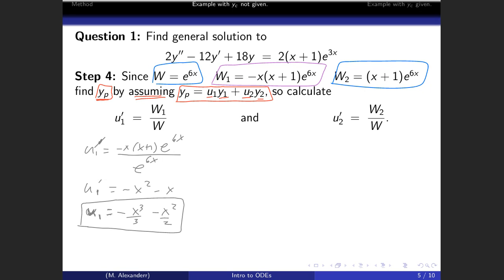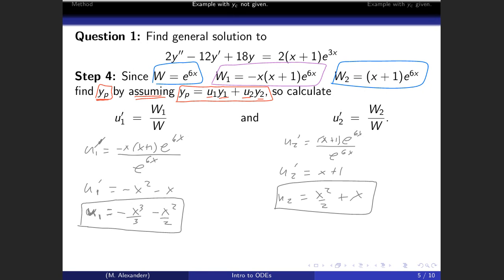So that's the u1 function, and then we do a similar step for the u2 function. And so the u2 prime function is going to be the w2, which we just copy and paste, x plus 1 e to the 6x divided by the w function, which is e to the 6x. Now the e to the 6x cancels out, so you get the u2 prime is equal to simply x plus 1. And so what that means is that the u2 function is going to be equal to x squared divided by 2 plus x, and technically plus 1, but we only write this down.